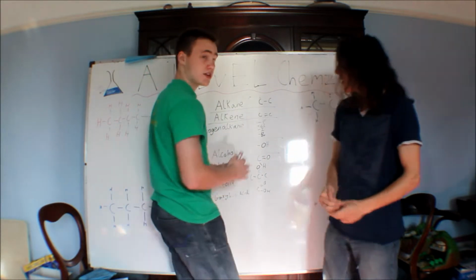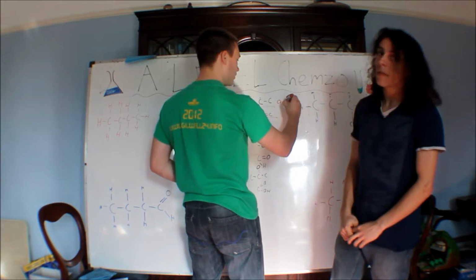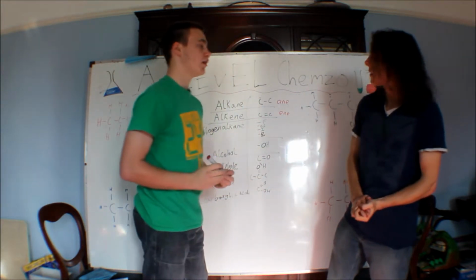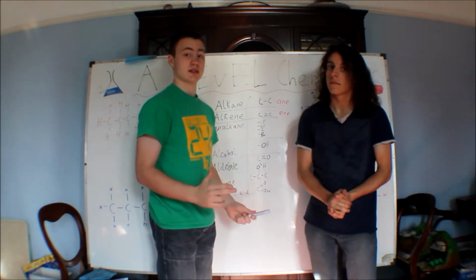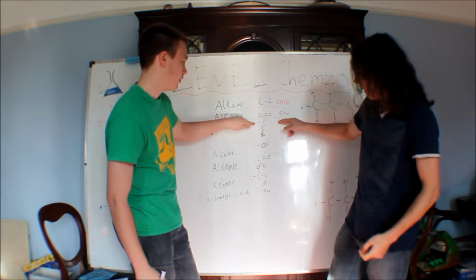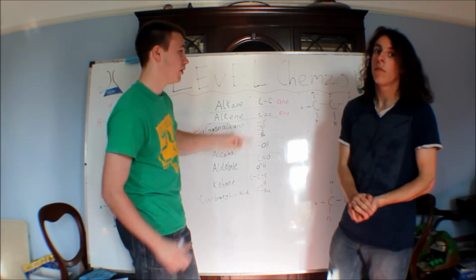So if we start at the top, where we've actually already done, these all end in ane. That's the suffix, and these will end in ene. So that's the suffix. Now these ones are prefixes. They start with special names. It would be fluoro, chloro, iodo, and bromo.